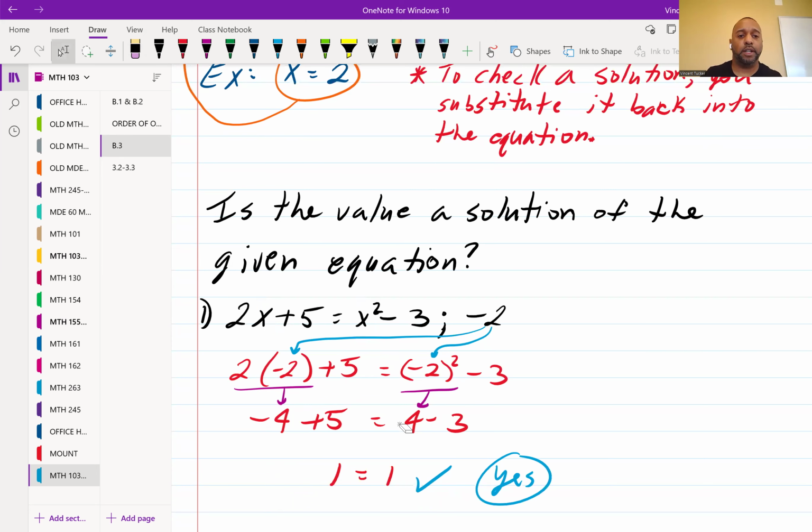So you see we have 2 times -2 plus 5 equal to -2 squared minus 3. So make sure we're okay with the substitution. All I did was take -2 and plug it in where I saw x. So we had x, once again, in two different spots. So we had to plug -2 into both places.